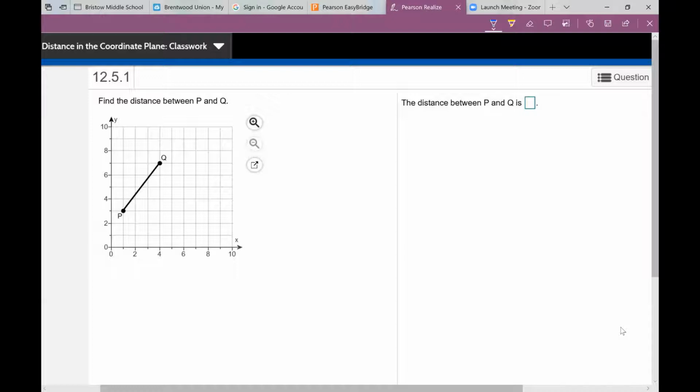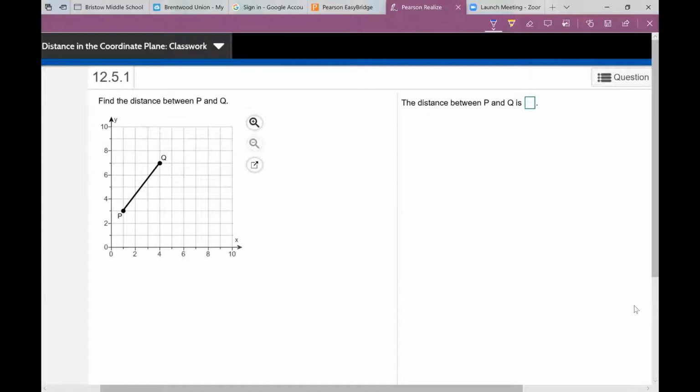You can use the Pythagorean theorem to figure out how far away 2 points are if you have a picture of 2 points or 2 people. So on number 1, there's point P and point Q, and they're asking you to figure out how far away those 2 points are on the coordinate plane.